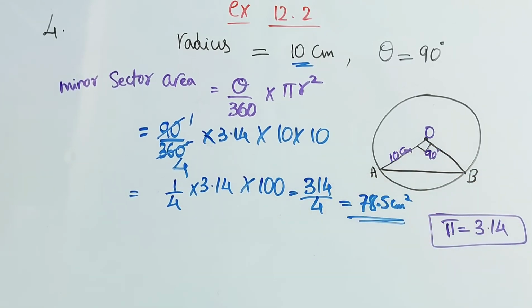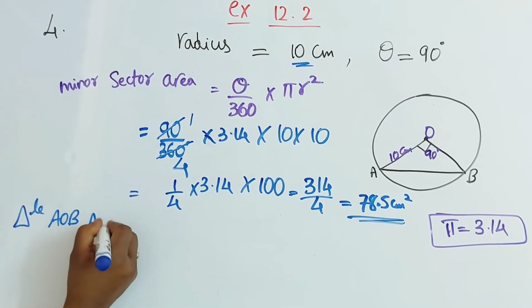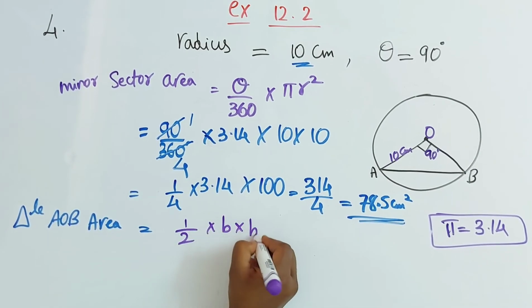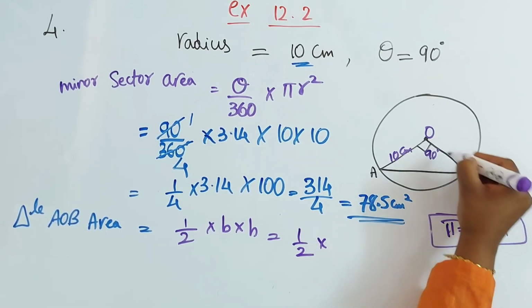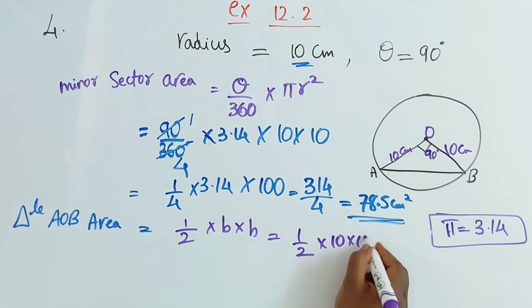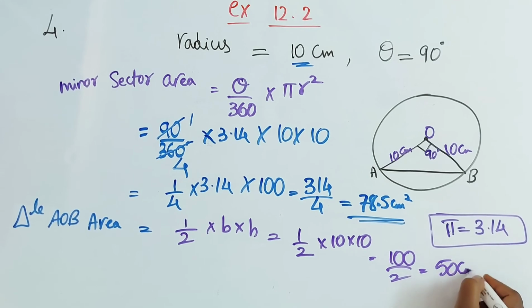And we can find out the triangle area also. Triangle AOB area, children. AOB area is equal to half into base into height, because here the angle is 90 degrees, so we can use half into base into height. That is half into base 10 centimeter and height also 10 centimeters, children. 10 into 10 is 100 divided by 2, 50 centimeters square is the triangle area.